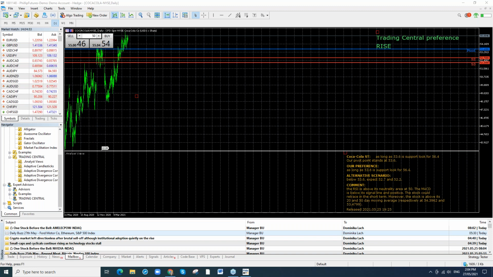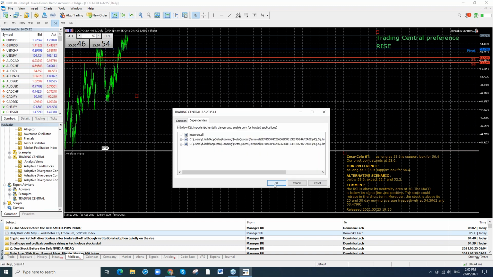And now I'm going to show you where you can find the tool Market Bus on the MT5 platform for Phillip Futures. You should just open your platform, go to the navigator window, and then scroll until you see the expert advisors. Under expert advisors Trading Central, you need to double click. You're going to get a small pop-up window where you should click OK.